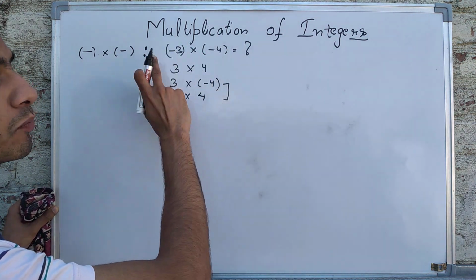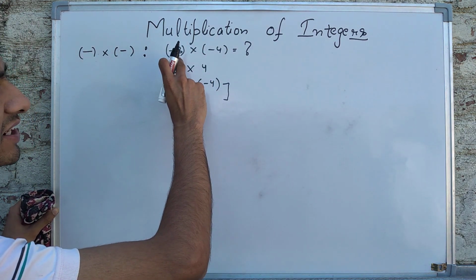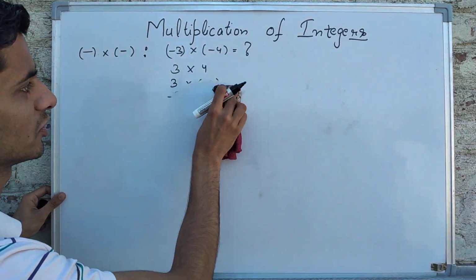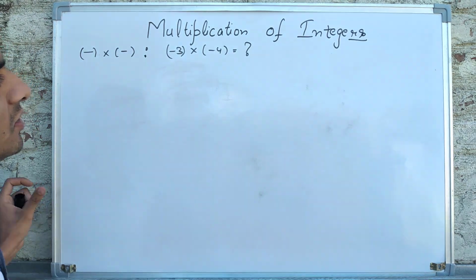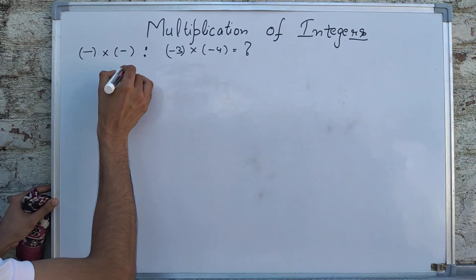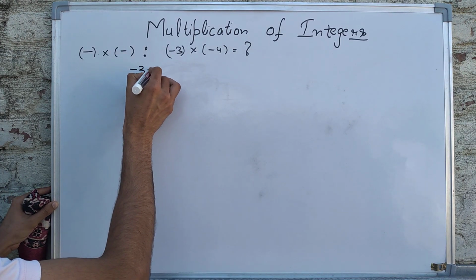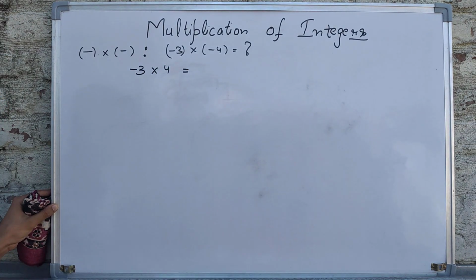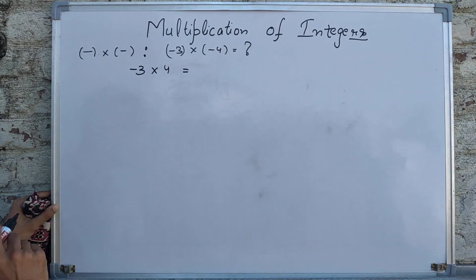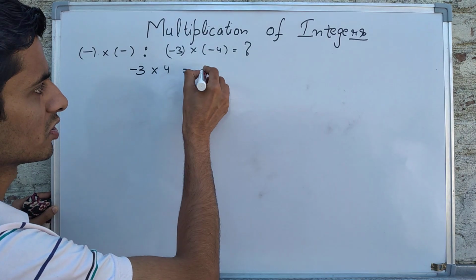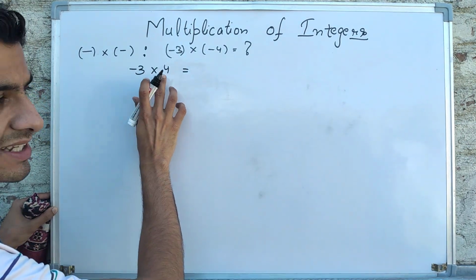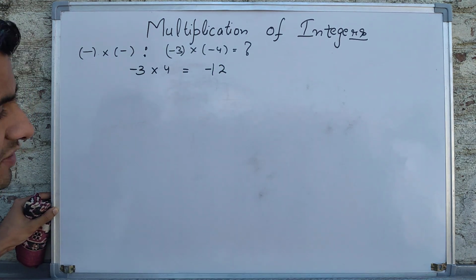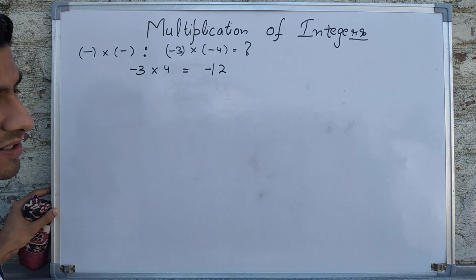But what if both are negative? Negative 3 times negative 4, what would be the result? Let us try to find it out. We know that negative 3 times 4 is equal to, this we have learned, one negative, one positive integer. The result was to multiply them as it is and add the negative sign with it. So the answer was negative 12.